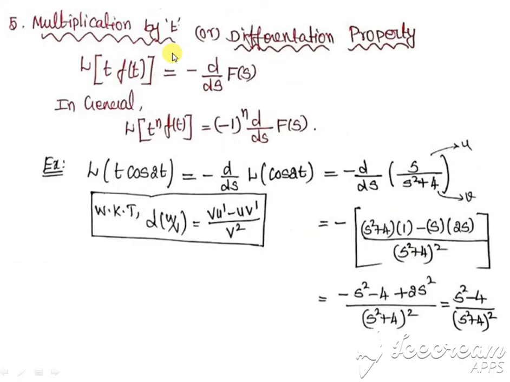Then the fifth one, multiplication by t or differentiation property. Laplace of t into f of t is equal to minus d by ds of F of s.